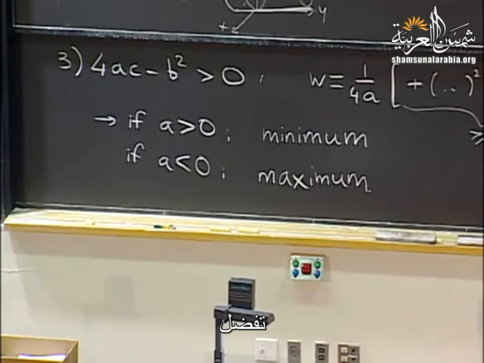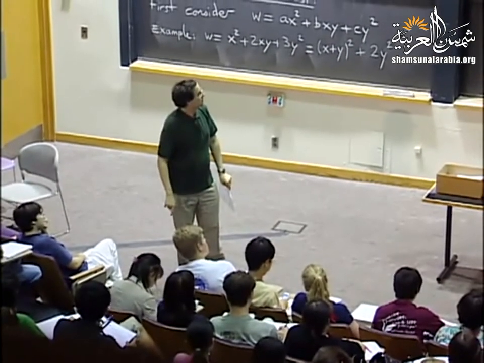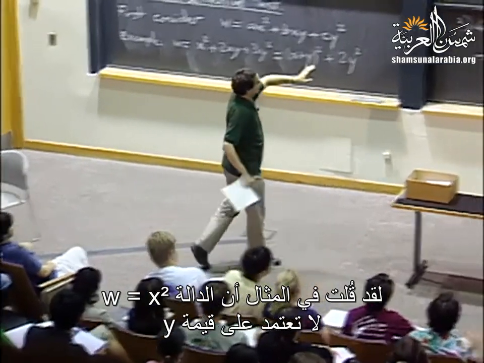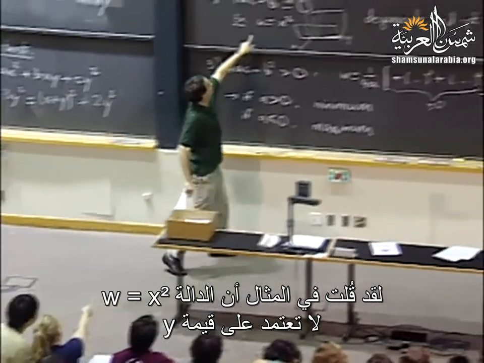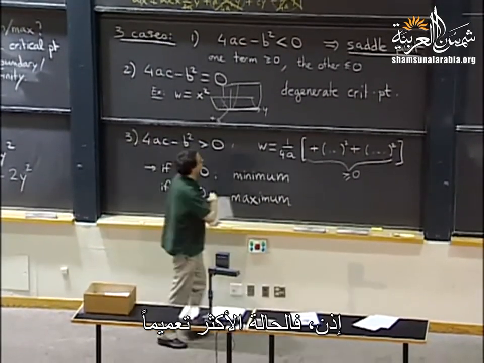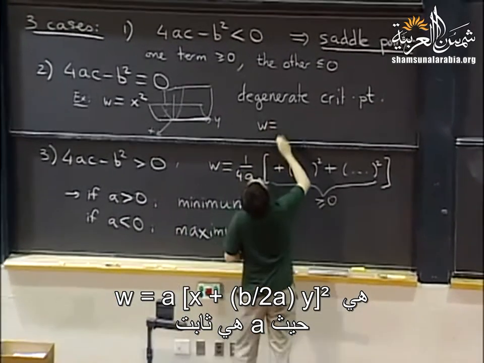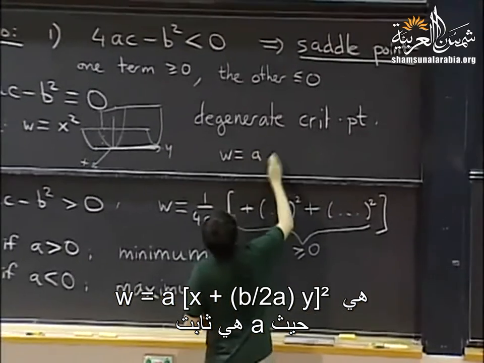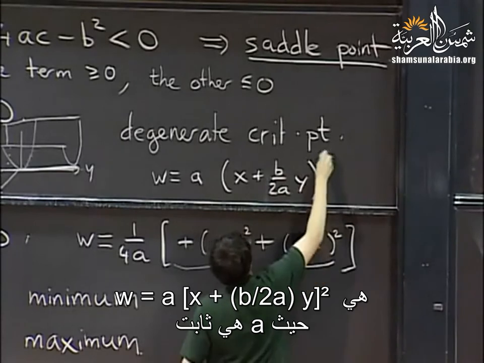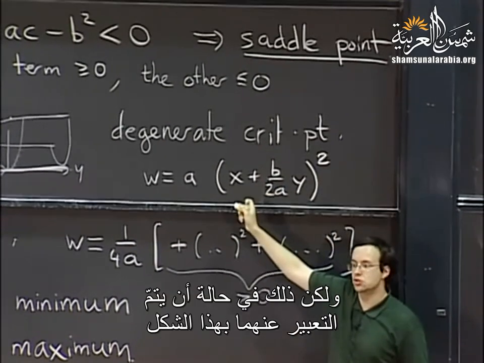Yes? For your second case, you said that it did not depend on y because AC minus b squared equals 0. So yeah, I said in the example w equals x squared, it doesn't depend on y. The more general situation is w equals some constant times x plus b over 2a times y squared. So it does depend on x and on y, but it only depends on this combination.